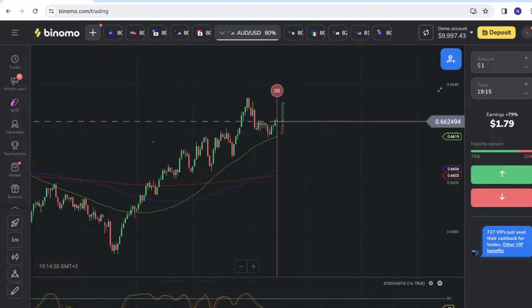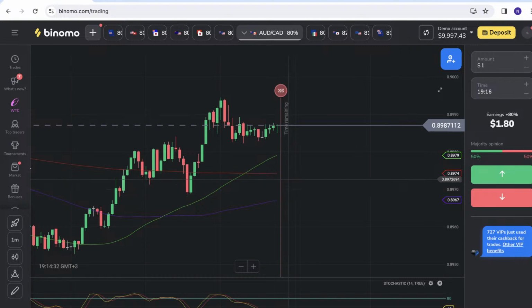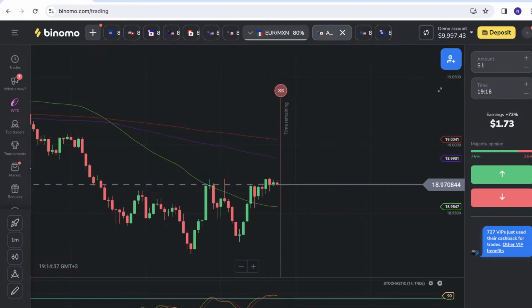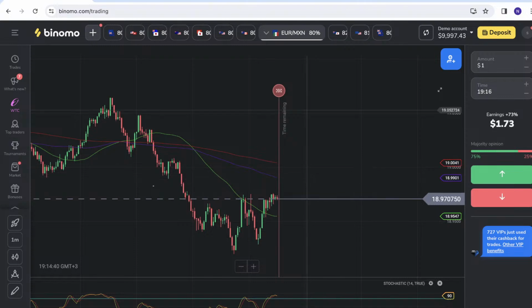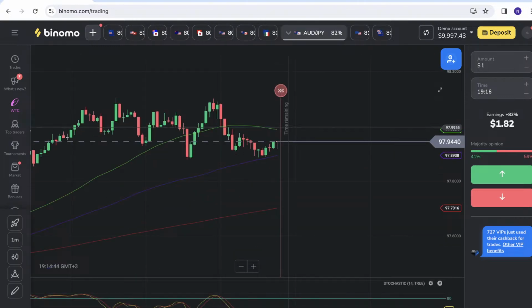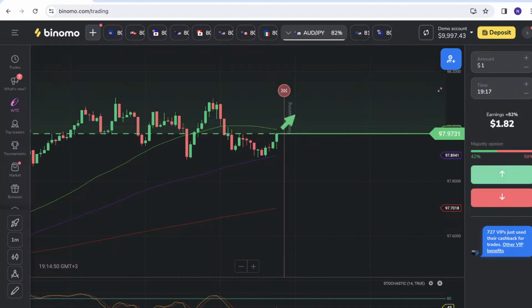While we are speaking, we missed some good signals. Let me check one more time. Now I'm looking at 1 minute time frames. Maybe here we can try to open a trade. Now I will choose a 3-minute expiration time because I'm looking at 1 minute time frames.